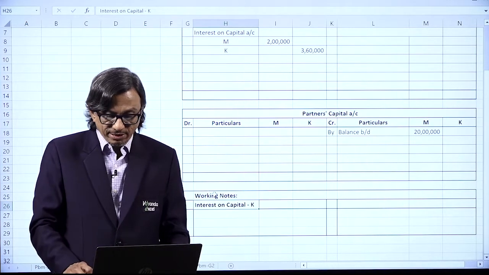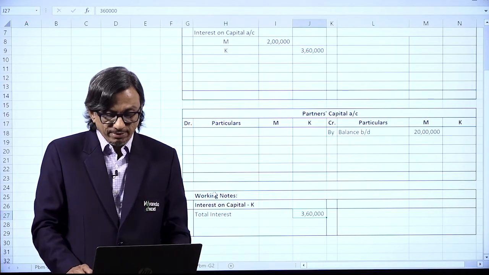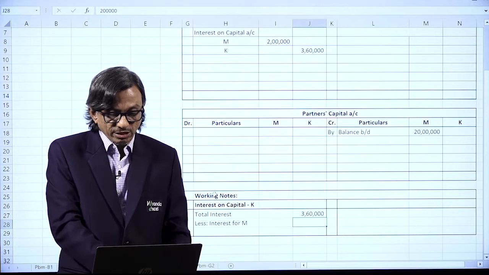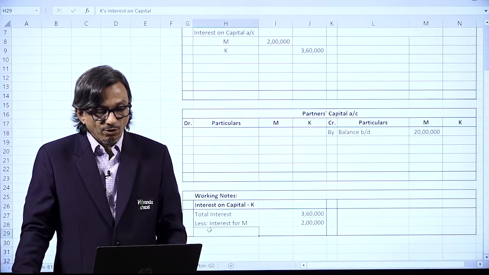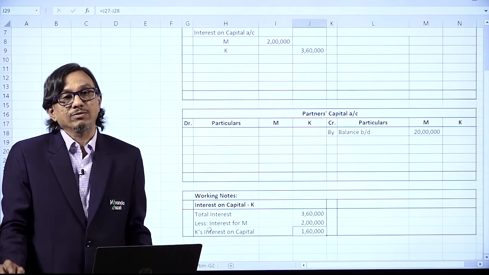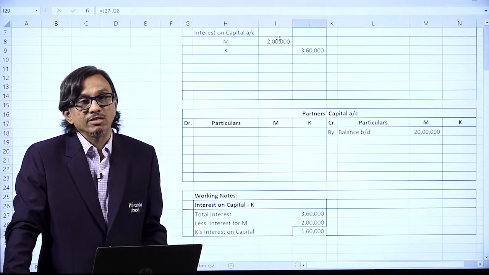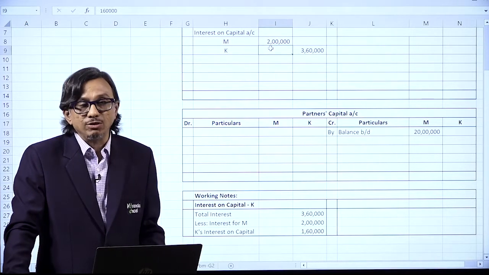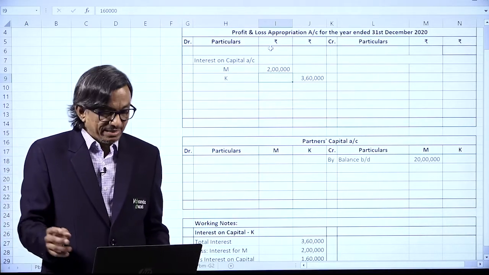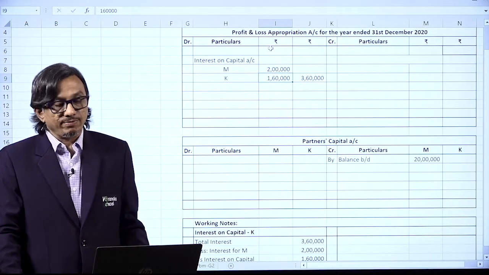What is the interest on capital to K? The total interest given in the problem is 3,60,000. In that, what is the interest for M? Given in the question, 2 lakh. Therefore, K's interest on capital will be 1,60,000. It's a very elementary one. Total interest is 360, interest to M is 2, so the balance has to be the interest on capital to K. Whether to prepare a working note for that, if time permits you can, otherwise you can directly write it. So K's interest on capital is 1,60,000.